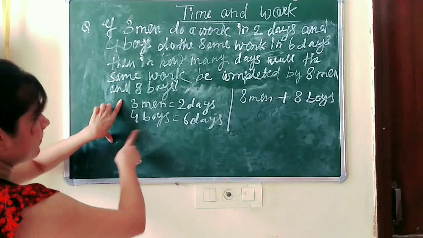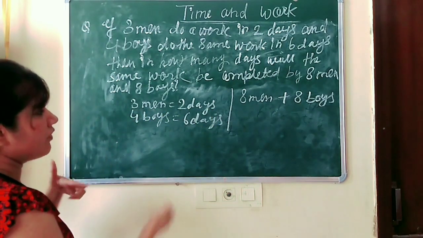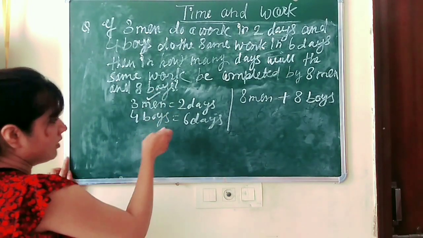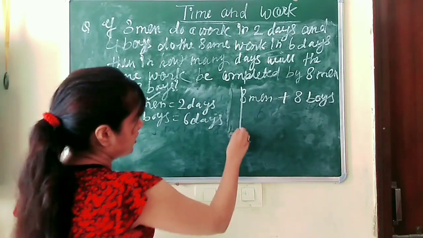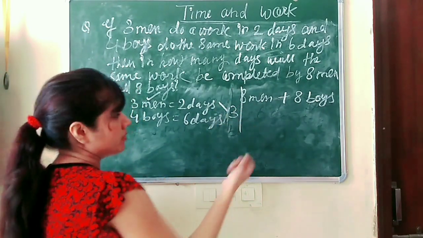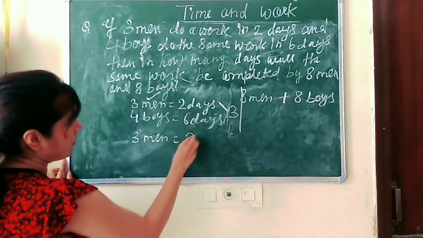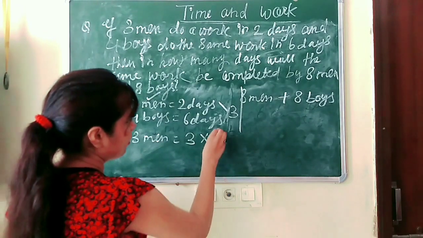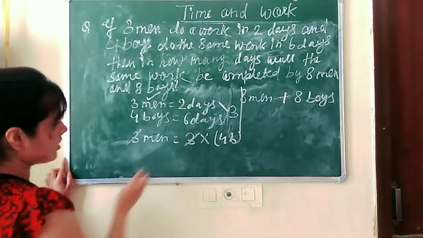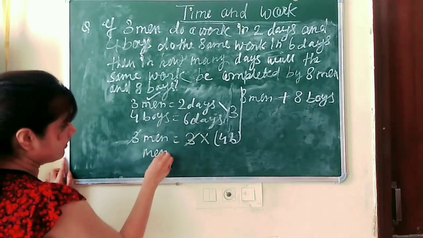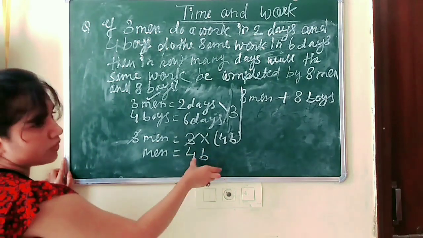Now here you are seeing 3 men are taking 2 days and 4 boys are taking 6 days. So who is more efficient? Obviously men are more efficient as compared to boys. And how many times more efficient? They are 3 times efficient. So 3 men are 3 times more efficient than 4 boys, so here 3 will cancel out. So 1 man is equal to 4 boys.